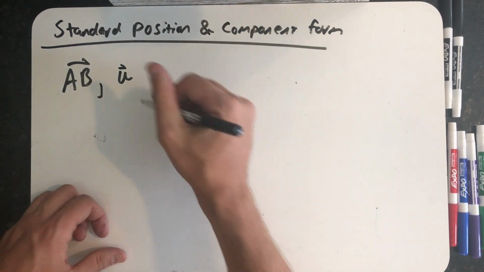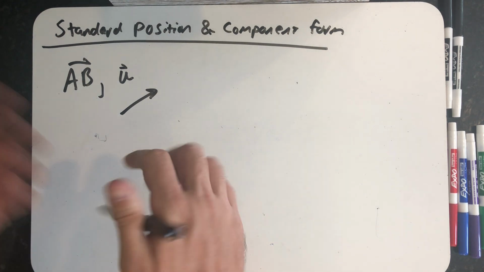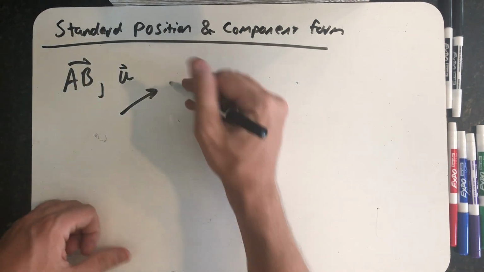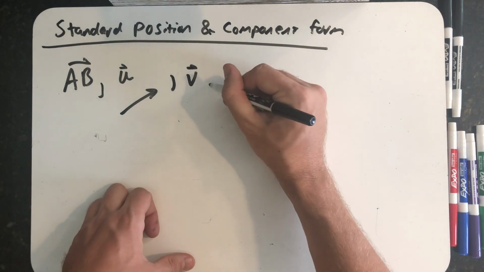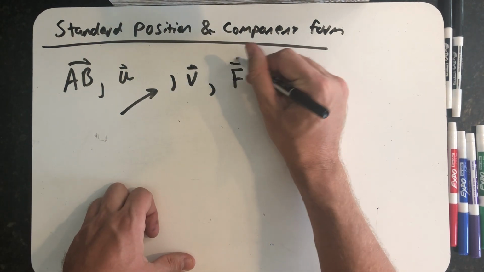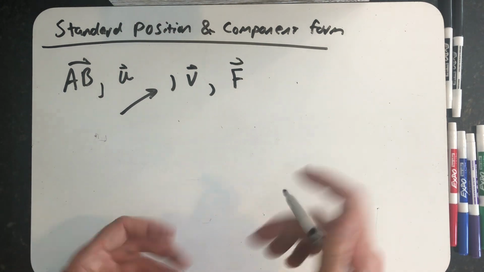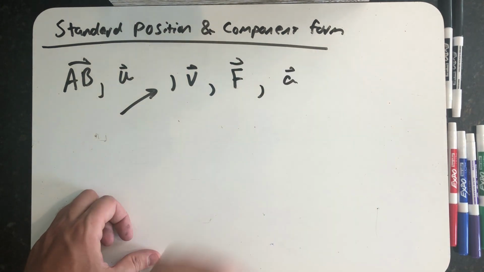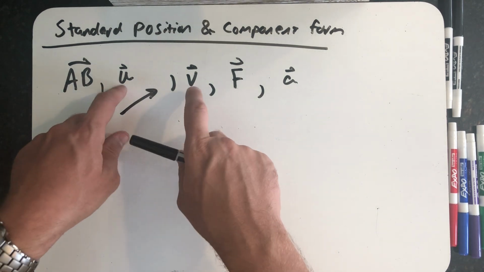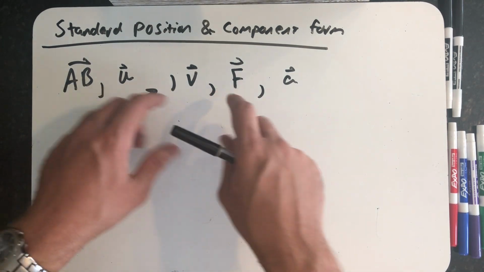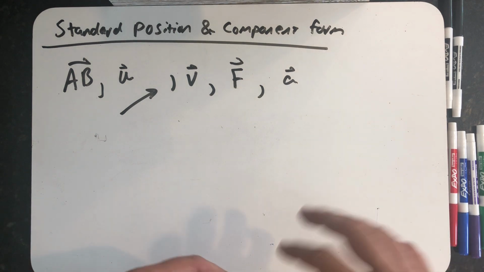So the vector u could indicate some vector. Maybe it's the vector AB, maybe it's not. Lowercase letters with vector hats are pretty common. You'll also see capital letters when we're talking about things like force, or a nice lowercase a if we're dealing with acceleration. So we'll also label vector quantities with variables with vector hats.